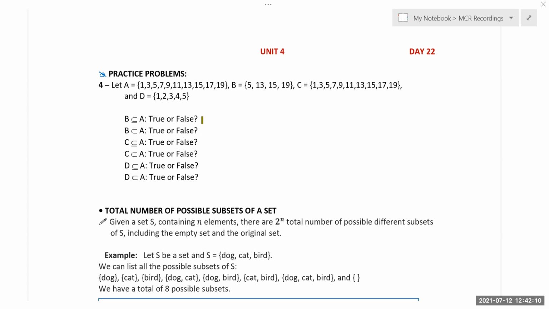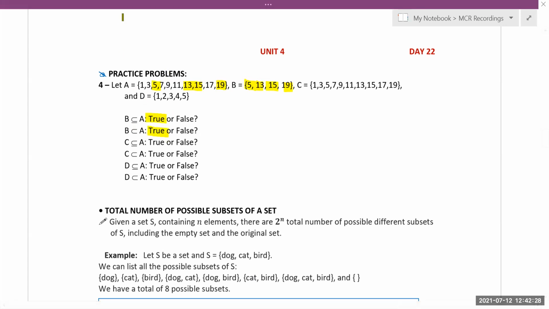Okay, so in order for B to be less than or equal to A, let's see, A is all the odds, B is 5, 13, 15, and 19. So this one is true, and it's also a proper subset because it didn't include them all.